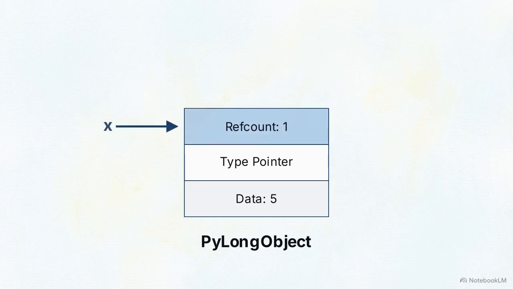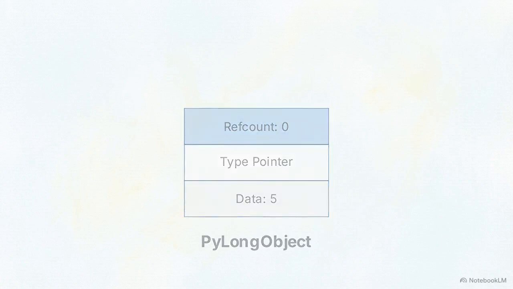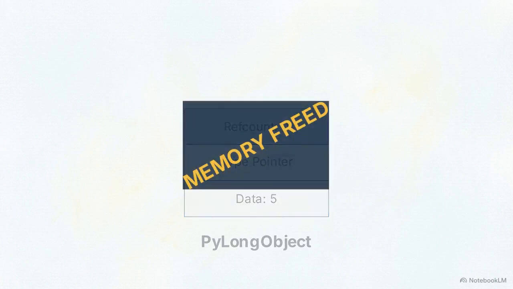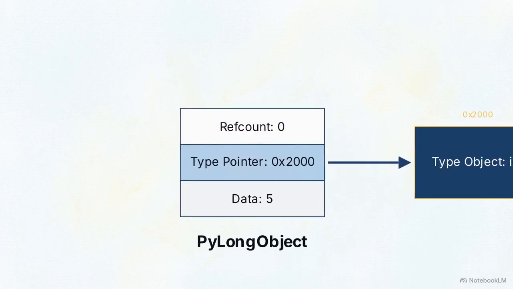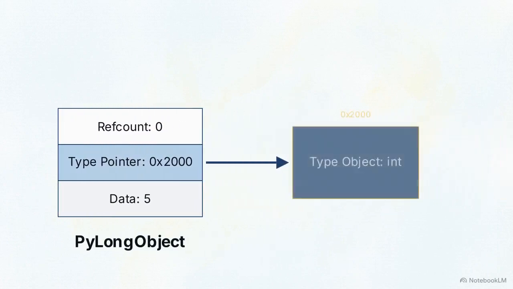The ref count, or reference count, tracks exactly how many active variables currently point to this specific memory block. Here it displays the number 1. When this count hits 0, Python triggers garbage collection, the automated process of freeing memory when data is no longer needed. The second slot is the type pointer. This is a memory address that draws a line outward, linking this raw chunk of data to its actual behavioral definition located elsewhere in RAM.